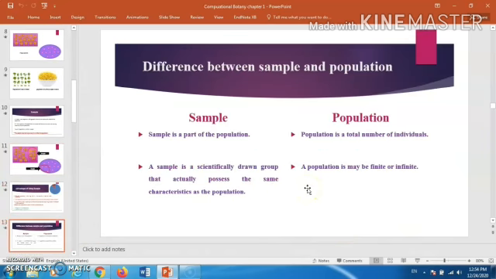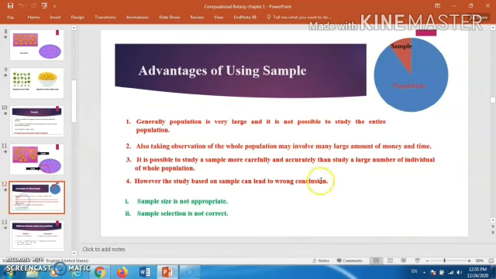Now look here. Advantages of using a sample. What are the advantages of using a sample? Generally, population is very large and it is not possible to study the entire population. As I said earlier, taking observations of the whole population may involve a large amount of money and time. It is possible to study a sample more carefully and accurately than a large number of individuals of the whole population.